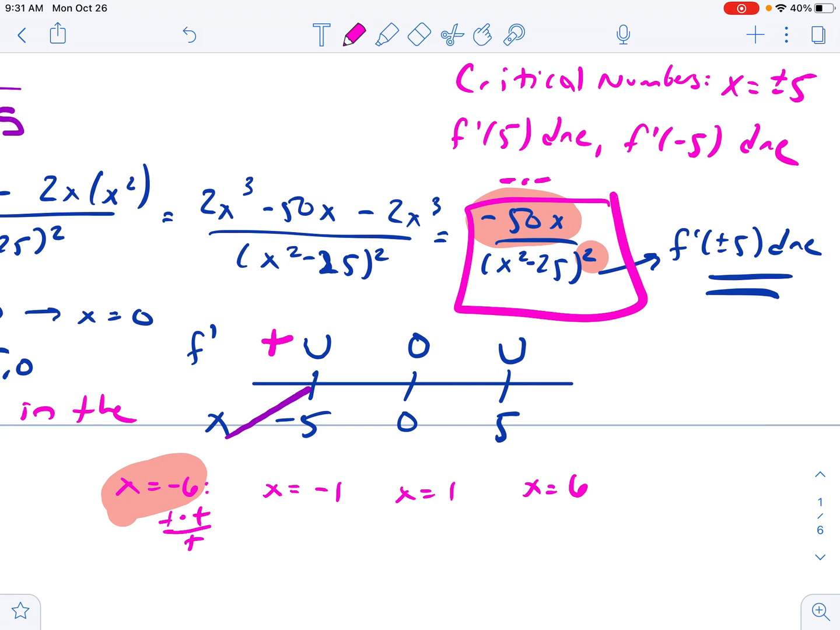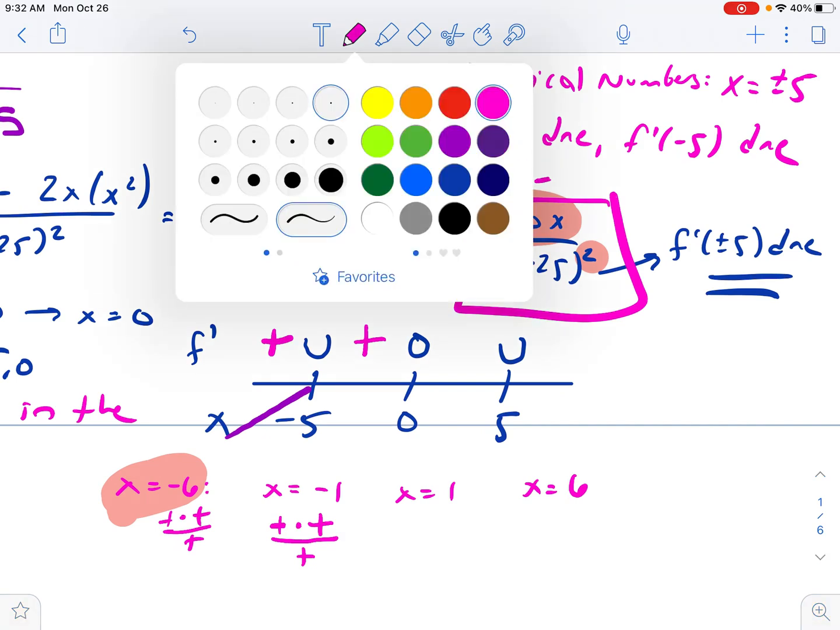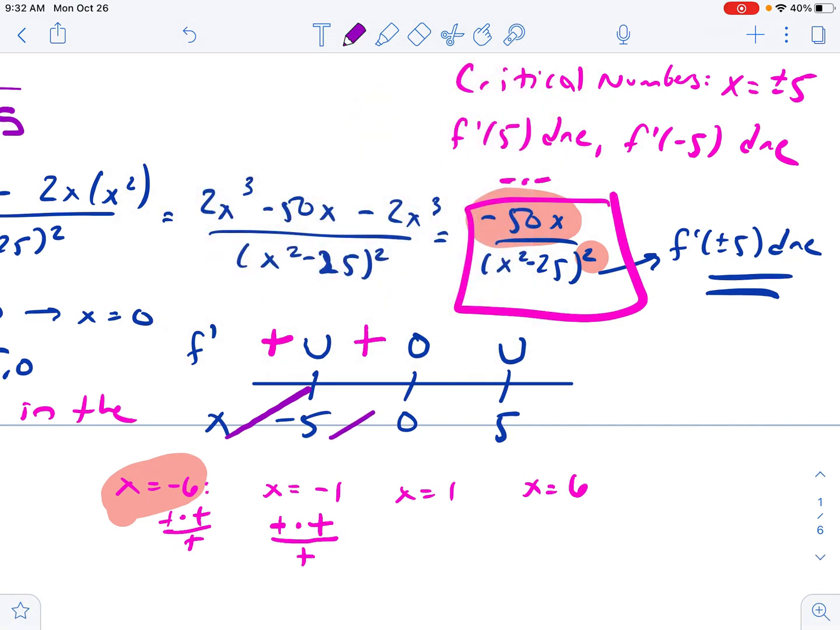Say I take x equals negative 1 and plug it into the first derivative. I've got negative 50 times negative 1 in the numerator, again over a positive denominator. Well, that came back positive again. So my function is still increasing. Okay, let's draw a line up and to the right.